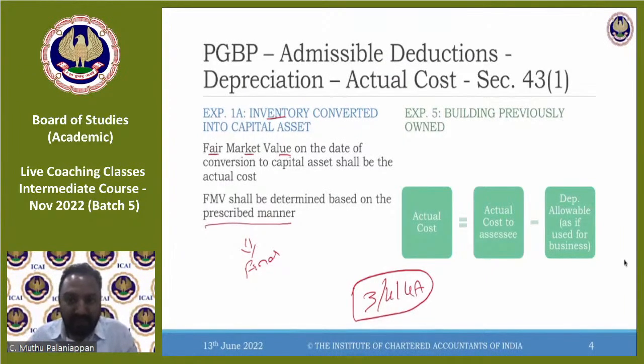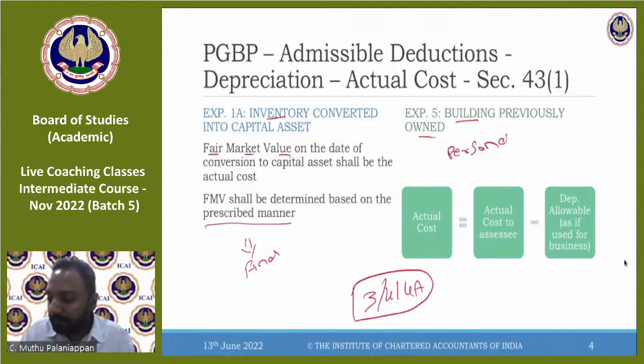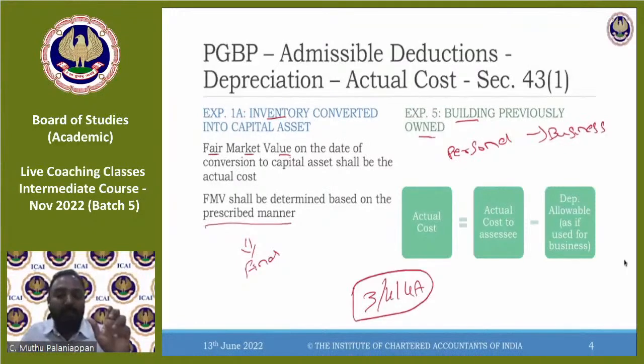This explanation 5 discusses a building previously owned. What is the term? Building previously owned. So what do you mean by that? It is owned by the assessee only. Earlier it was owned for personal purposes. Now it is owned for business purposes. So the transformation is from personal to business. All these years he was holding that building for personal purposes, and now it is being moved into business purposes. So how do you treat this? That is discussed in explanation 5 to section 43, clause 1.